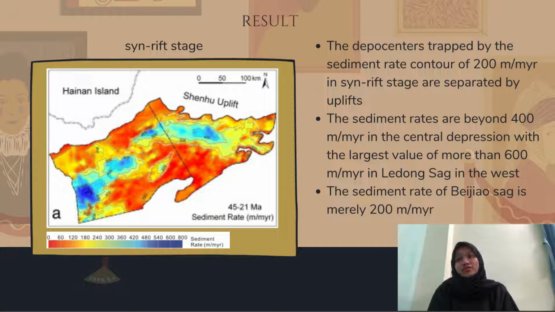From this, the authors realized that the sedimentation in the Q&A basin experiences three stages of rifting, which are C-rift, early post-rift, and lastly late post-rift. The diagram in the slides shows that the depocenter trapped by the sediment rate contour of 200 meters per million years in the C-rift stage is separated by uplifts. The sediment rates are beyond 400 meters per million years in the central depression, with the largest value of more than 600 meters per million years at the Ledon site in the west, while the sediment rate of the Beijiao site is merely 200 meters per million years.